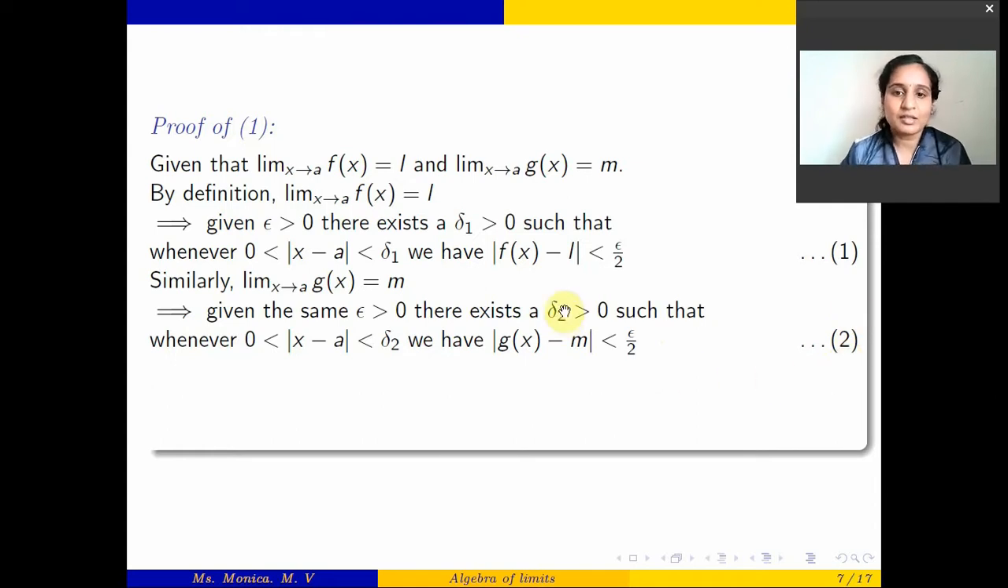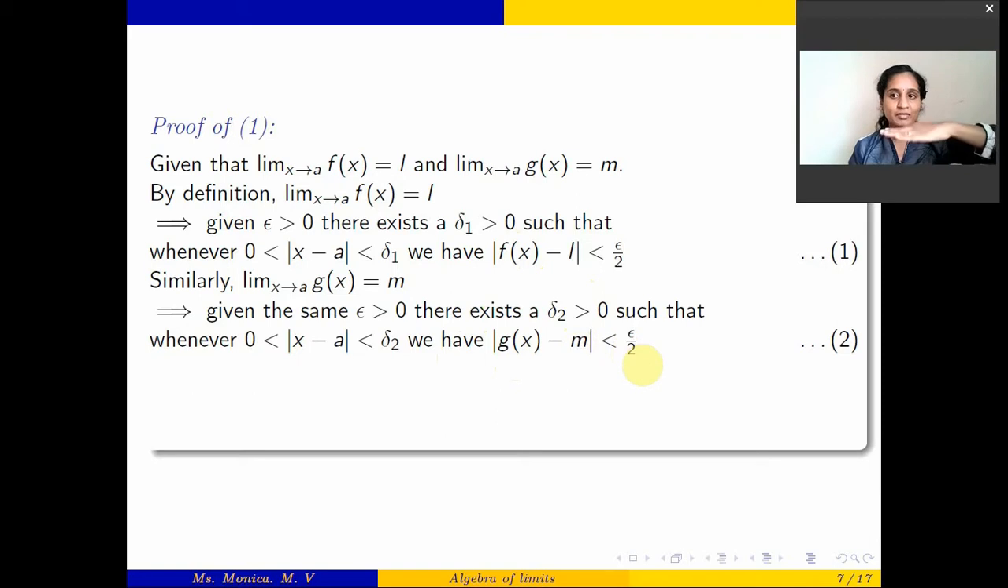Now, we have done this in the previous theorem also. What does this say? When the distance between x and a is less than delta 1, this condition is satisfied. When the distance between x and a is less than delta 2, this condition is satisfied. Can I find a value of delta for which both these conditions are satisfied? Which conditions? The distance between f(x) and L must be less than epsilon by 2, as well as the distance between g(x) and M must be less than epsilon by 2.